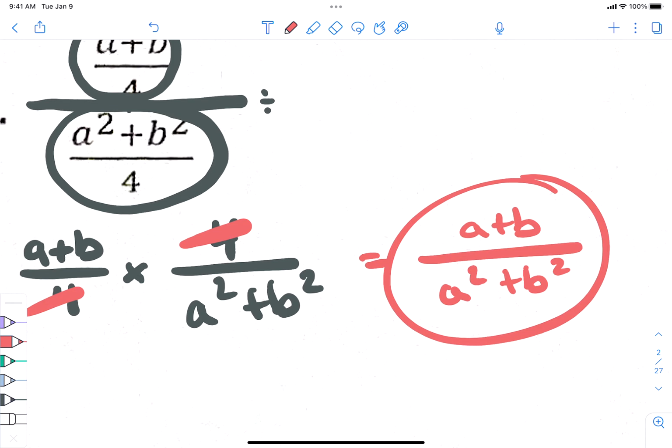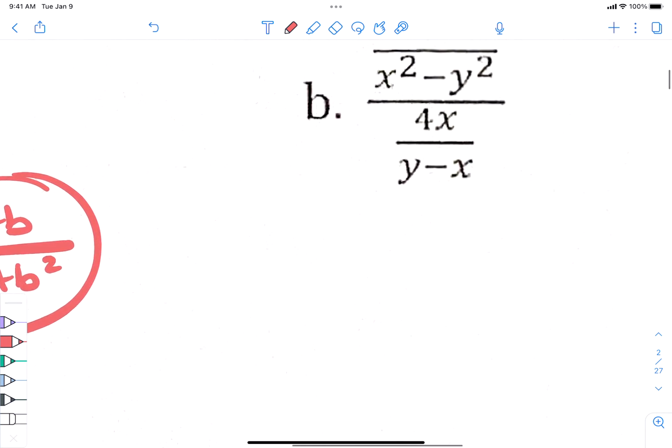Okay? Now, do we say that x can't be negative a squared? Nah. I wouldn't worry about this, because you have multiple variables. So I wouldn't worry about what a can and can't be in this one. Okay.